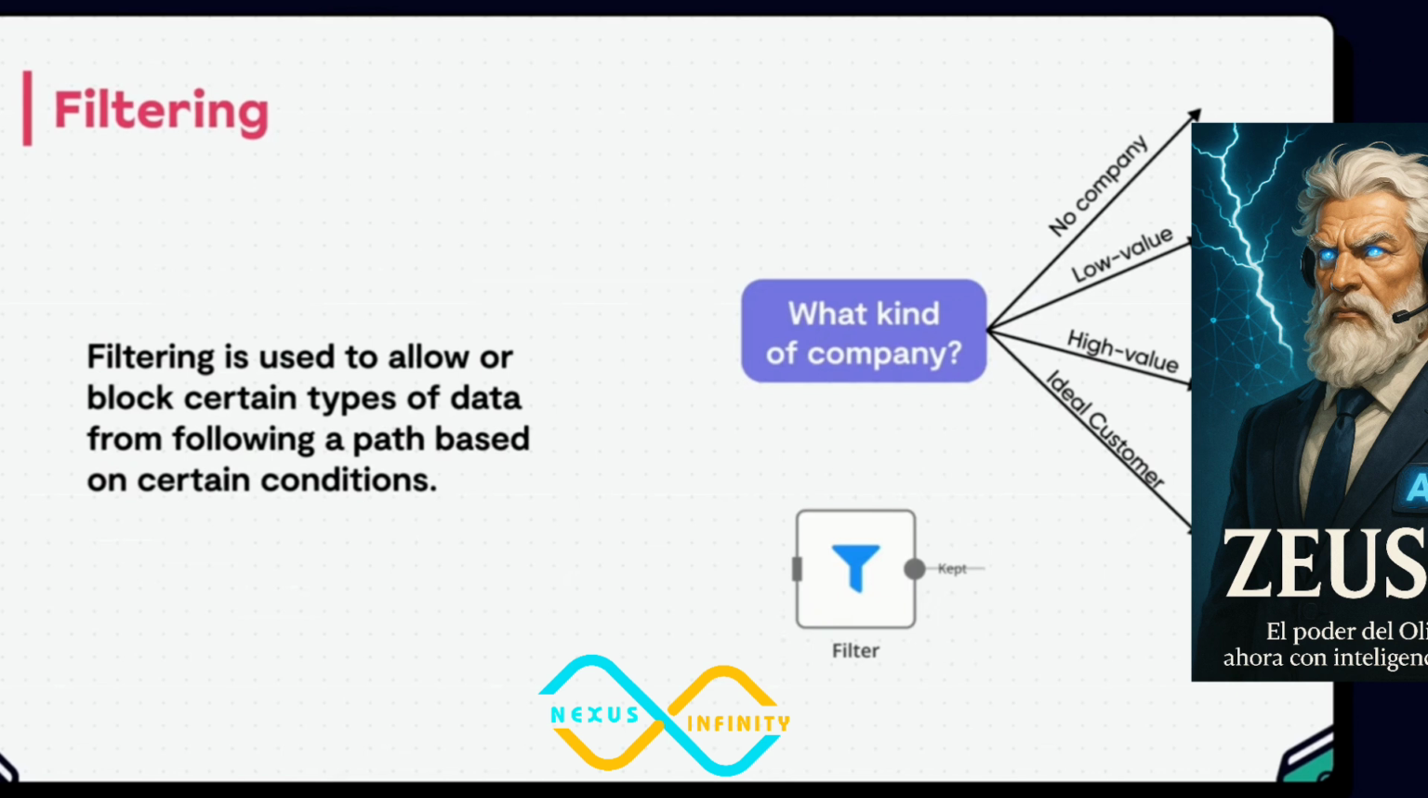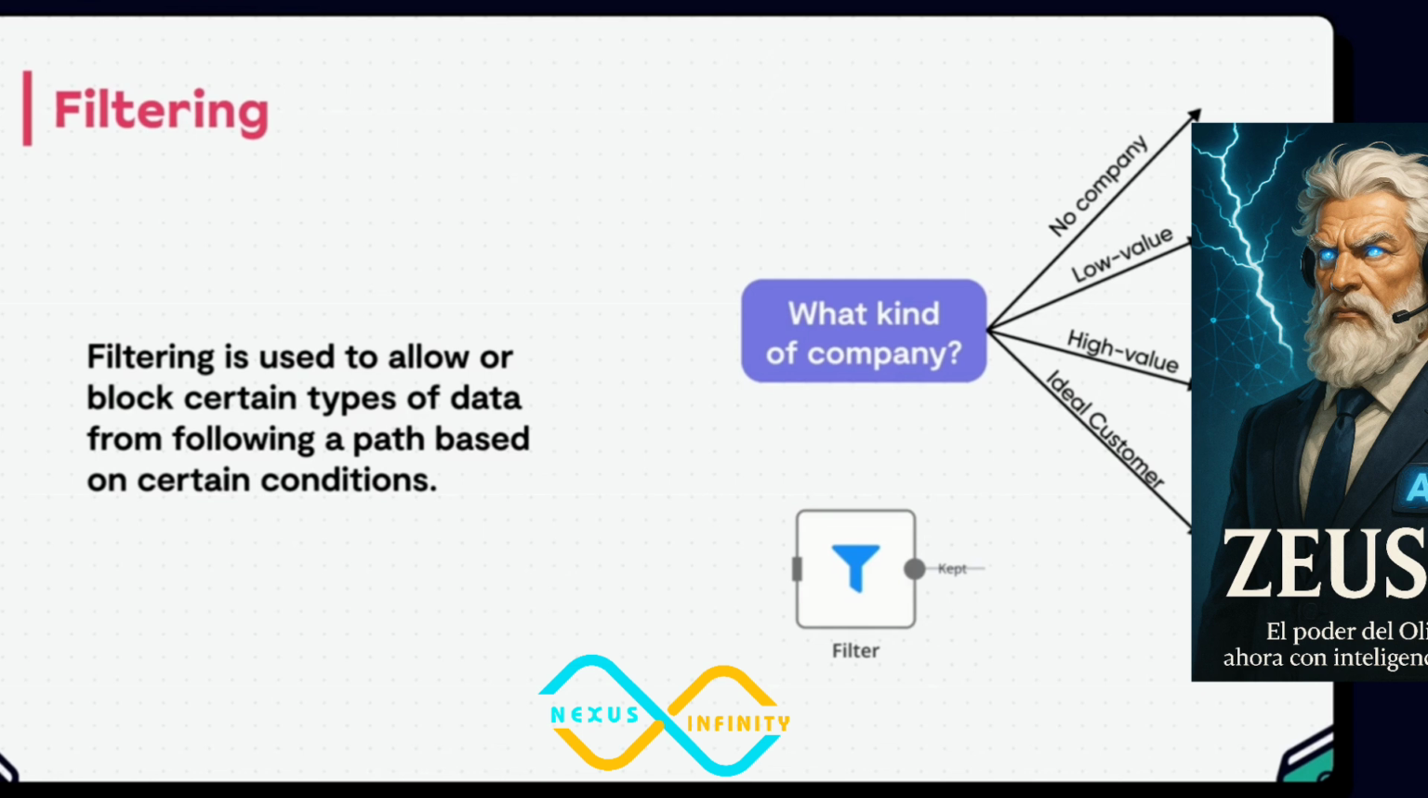Then we have filtering. Filtering is what allows us to allow or block certain types of data from following specific paths based on certain conditions. So, using the example from earlier, here we can see, depending on the kind of company, whether there is no company, a low value company, a high value company, or if the company is an ideal customer, we're going to be sending that company down different paths.